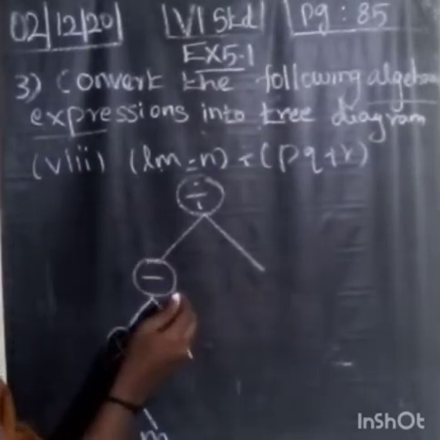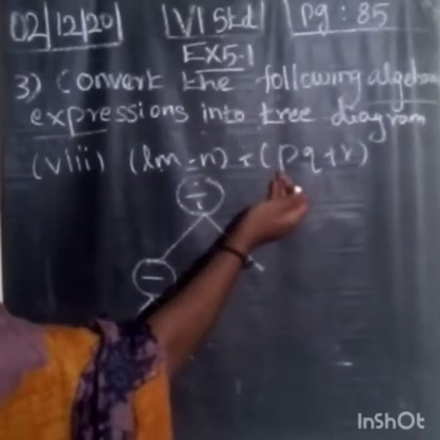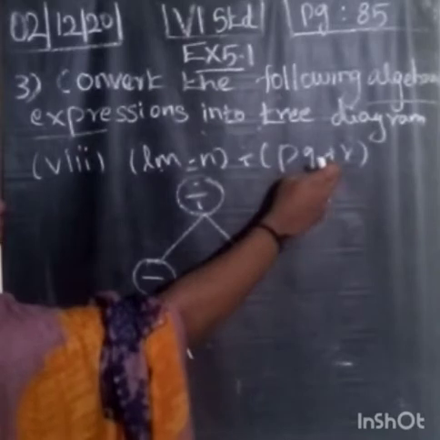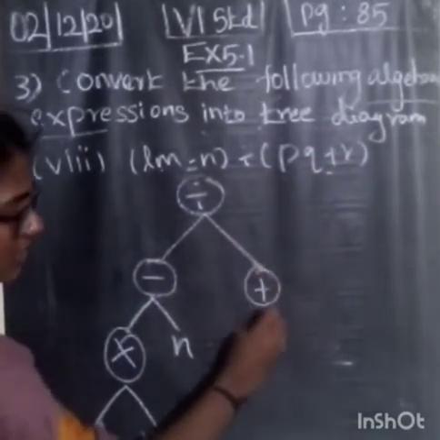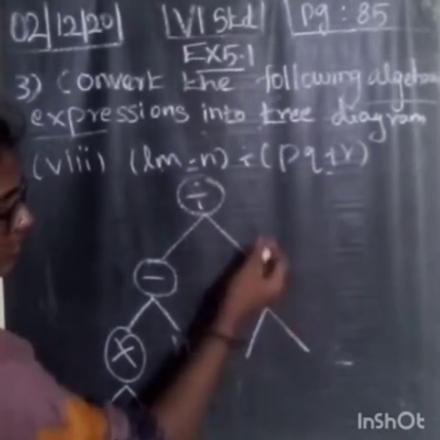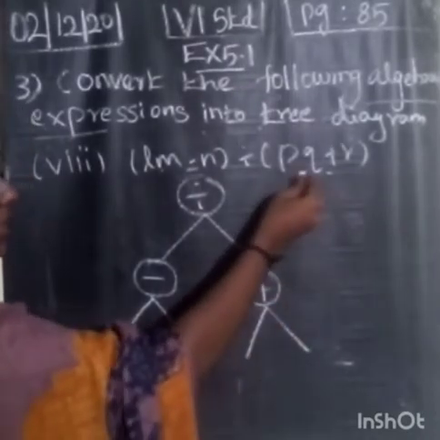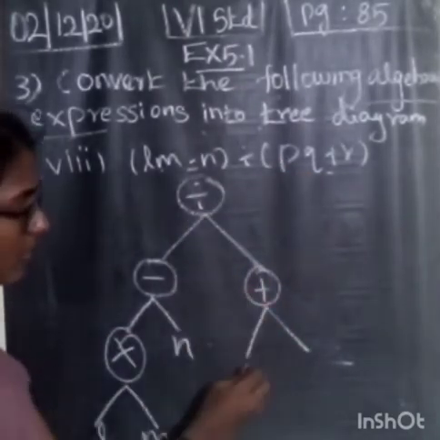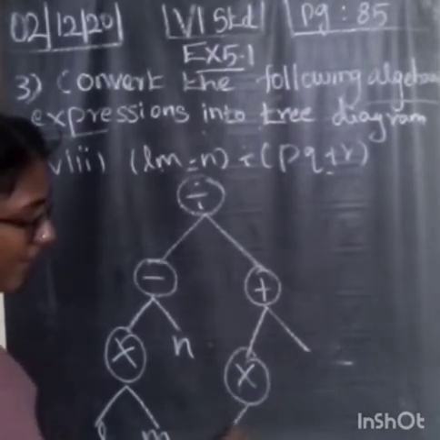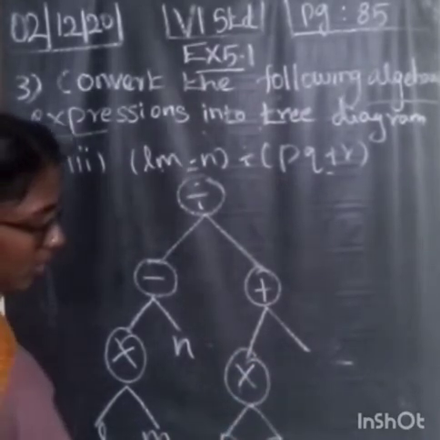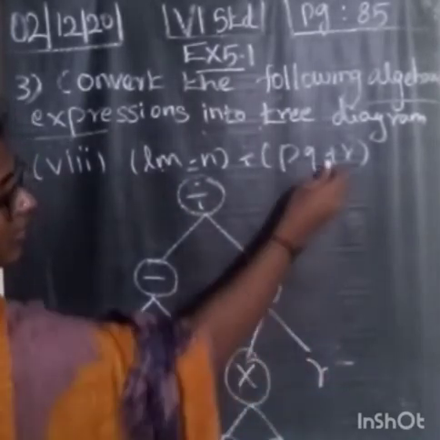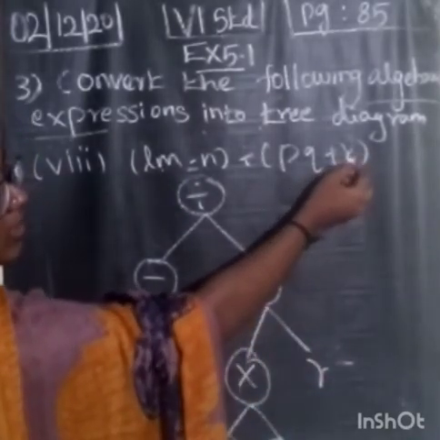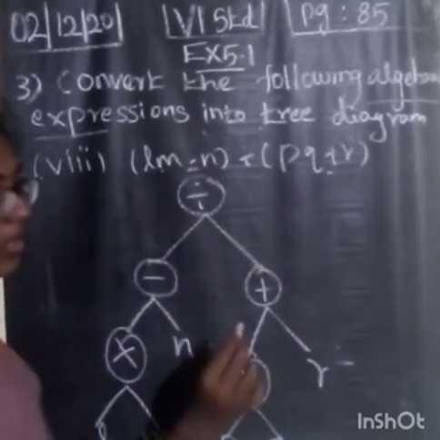Then taking the second expression, p q plus r. The operation is addition, which splits into two branches. p q is the multiplication of p and q, and then r has no more operations, so put r right here.